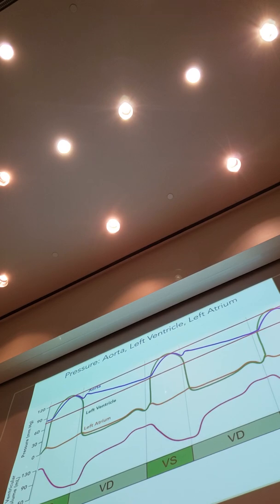Okay. So why do the pressures in the aorta rise? What makes the pressure in the aorta go up? Yeah. Right. Ventricular, well, not quite. Ventricular ejection, right? So we're filling the aorta.